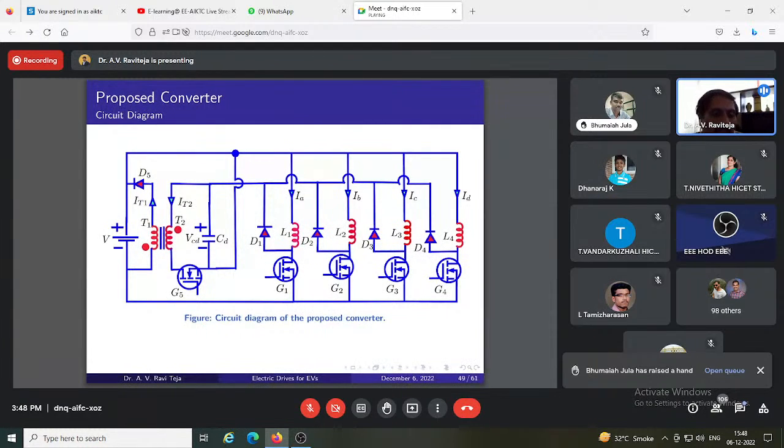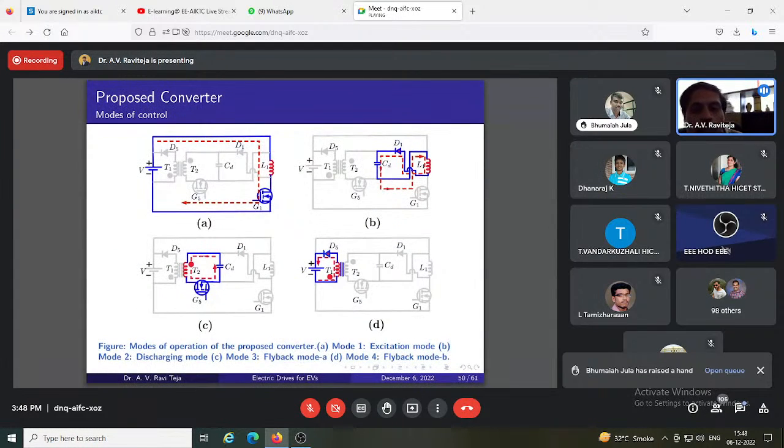What are the advantages and disadvantages we are going to get? We'll try to understand from the modes of operation. So the first mode is motoring mode. When I operate G1 for the L1 phase, for the L2 phase it will be G2, like that. So I am energizing the winding using VDC voltage, which is fixed. Energizing is fixed, and de-energizing is directly through the capacitor. And this capacitor voltage I can maintain at any value.